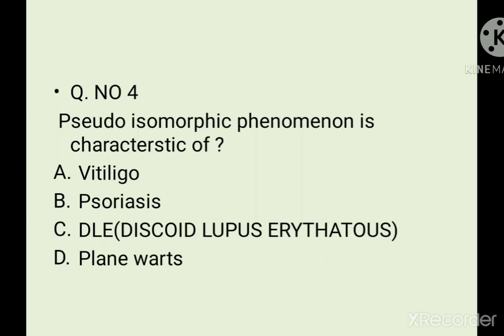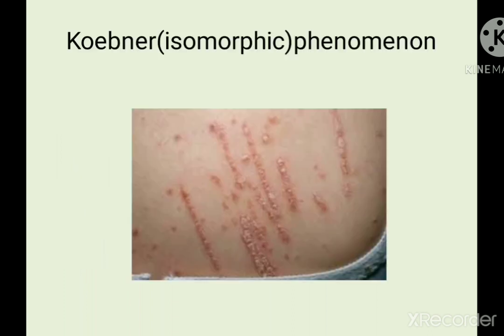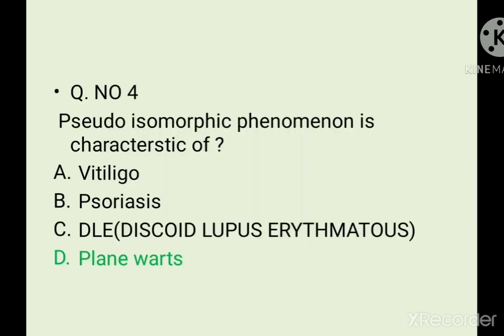Pseudo-isomorphic phenomenon is characteristic of option A vitiligo, option B psoriasis, option C discoid lupus erythematosus, D plain warts. The right answer is plain warts. Koebner phenomenon, also called isomorphic phenomenon, is seen in vitiligo, psoriasis, discoid lupus erythematosus. But pseudo-isomorphic phenomenon is a characteristic of plain warts.